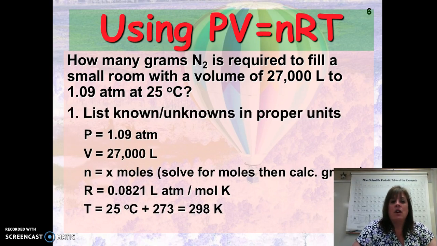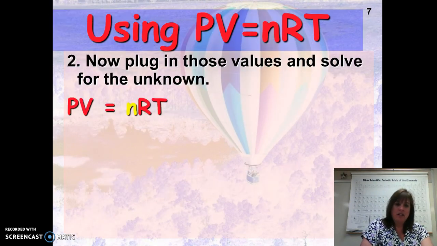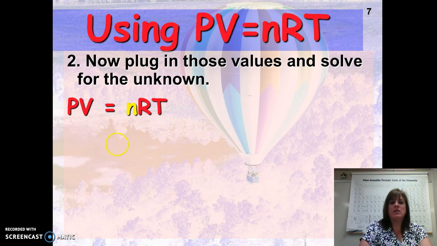So we're going to list all the things that we have, our pressure, our volume. Our amount is what we don't know, but we're going to solve for moles first, because n will be in moles, but then we're going to have to calculate grams. There's our constant, and of course temperature, add 273, so that's 298 Kelvin. Now it's just a matter of plugging and chugging. Plug in your pressure, volume, constant, and temperature. There's our equation. Our unknown is the little amount there, the n.